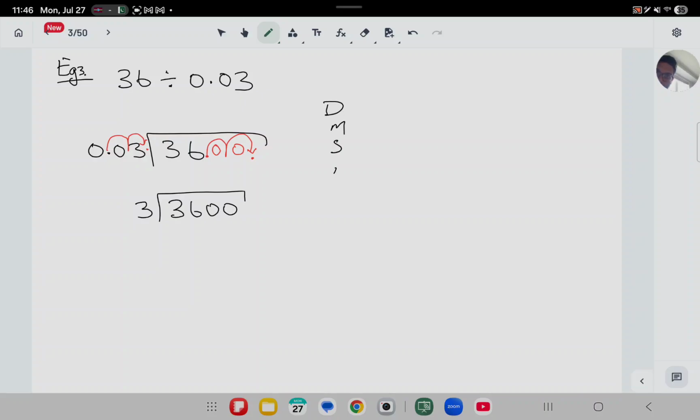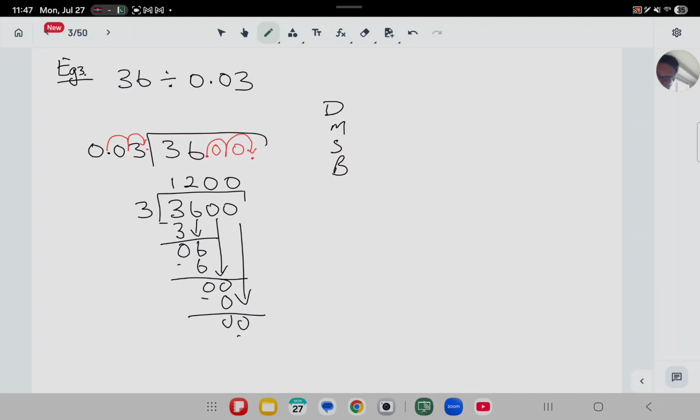And then we use our same normal division method: divide, multiply, subtract, bring down. So 3 can go into 3 one time. 1 times 3 is 3. 3 take away 3 is 0. Bring down the next digit, 6. 3 can go into 6 2 times. 2 multiplied by 3 is 6. We subtract. We bring down. 3 can go into 0 0 times. 0 multiplied by 3 is 0. Subtract, bring down. 3 can go into 0 0 times. 0 multiplied by 3 is 0. So our final answer would be 1,200.